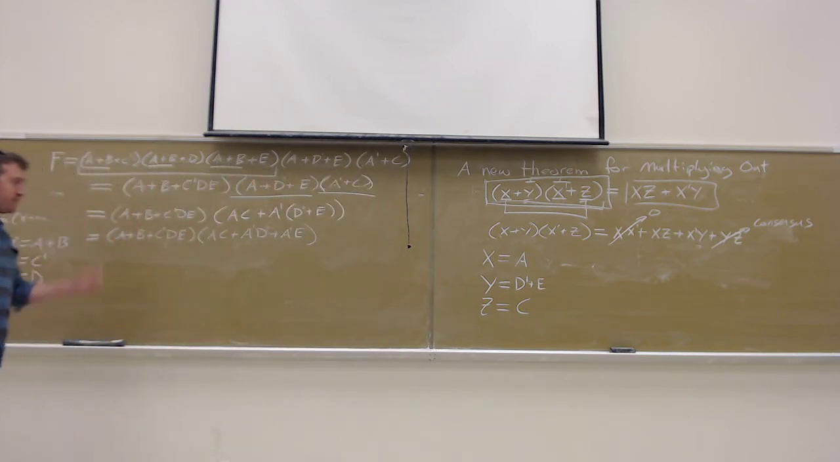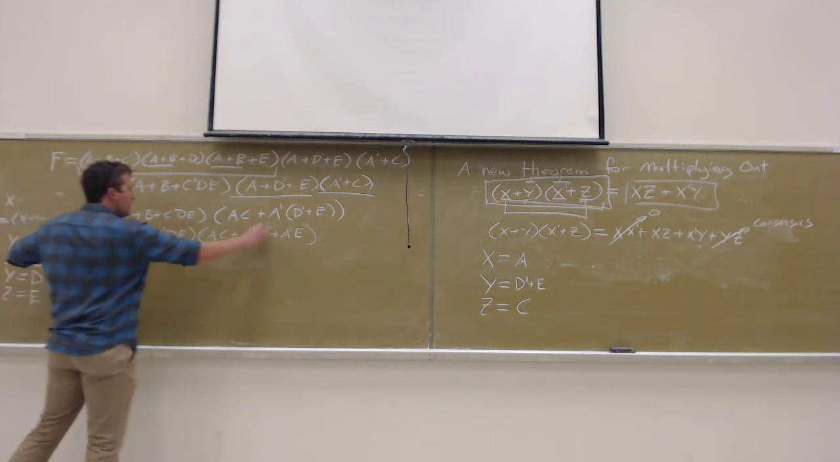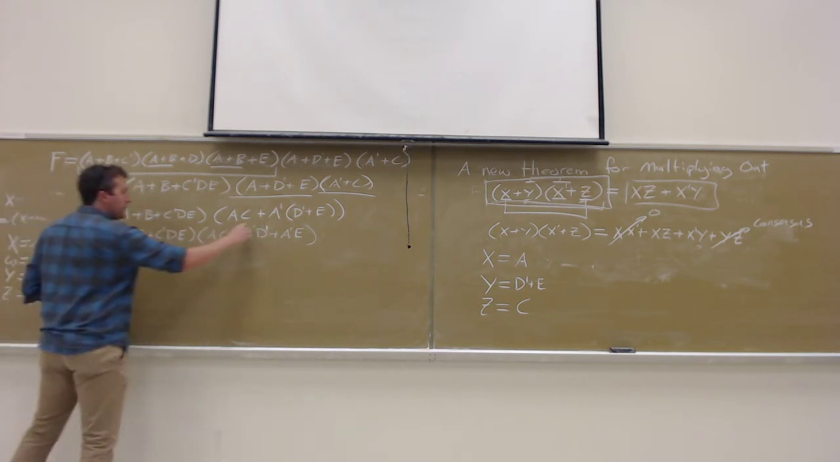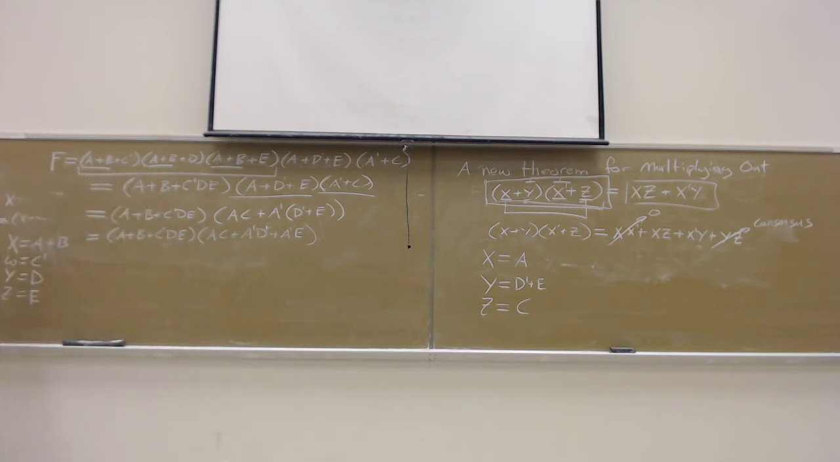So, everybody good? How we got to this point? Is that supposed to be A prime, D prime for the second term? Right. What happens next? We're not in sum of products yet. De Morgan's again? Not De Morgan's. There's no common set.